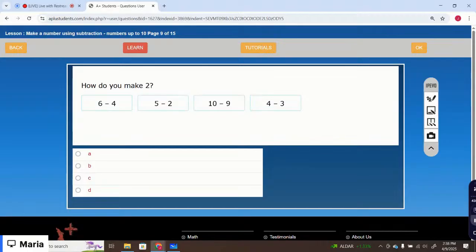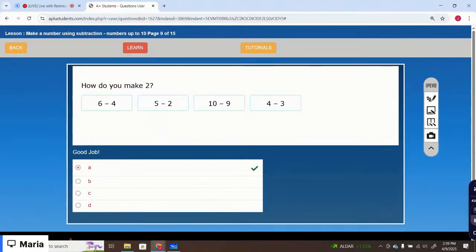How do you make two? That is six take away four. Option A is the correct option.